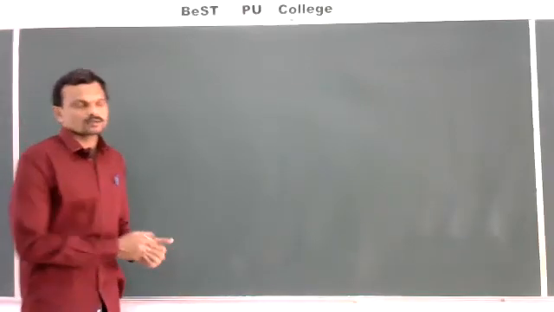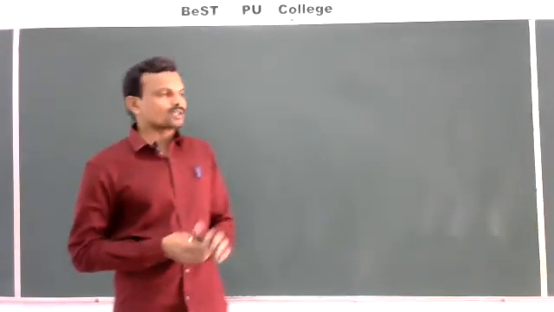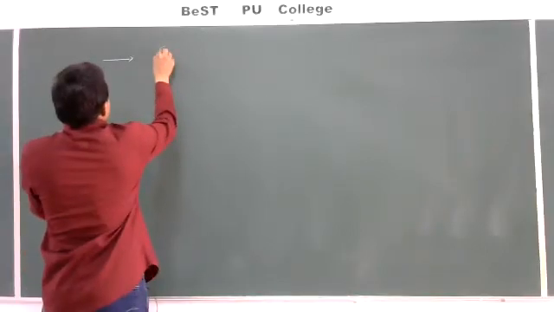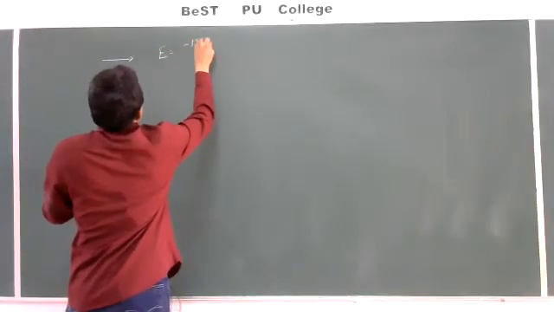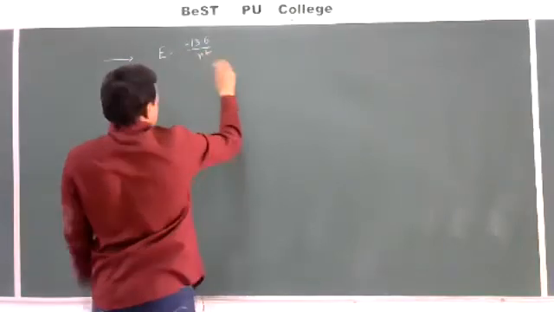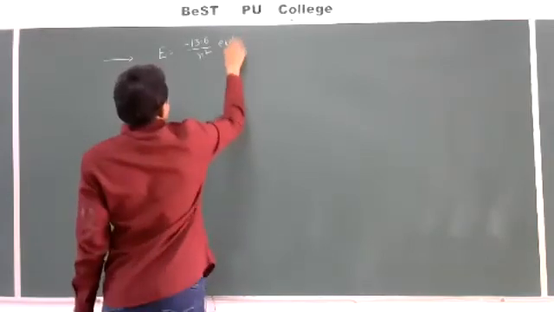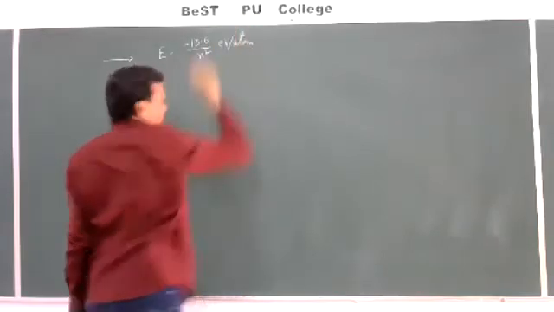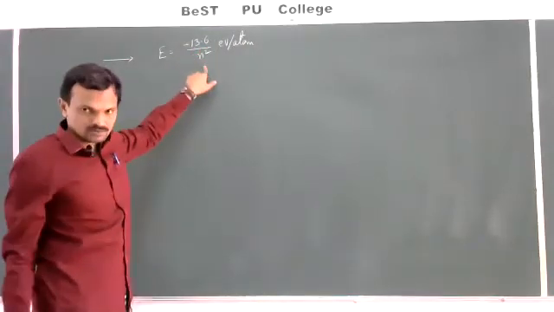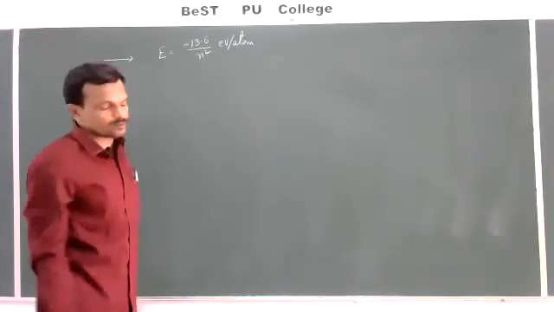So let us see how radius, energy and velocity vary with increasing atomic number. See, some important points are required for the objective. What is the energy of an electron or energy of an orbit? E is equal to minus 13.6 by n square electron volts per atom. This is for hydrogen. For hydrogen-like species, you should write it into Z square by n square. So this is the expression for the energy of the orbit.